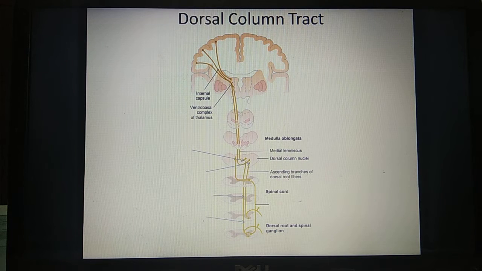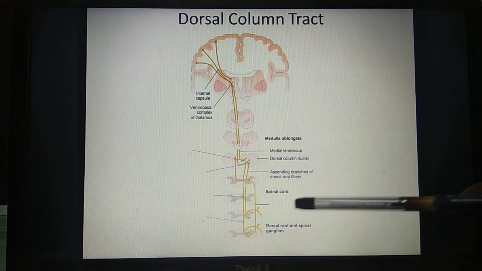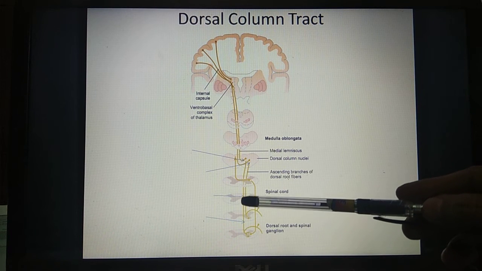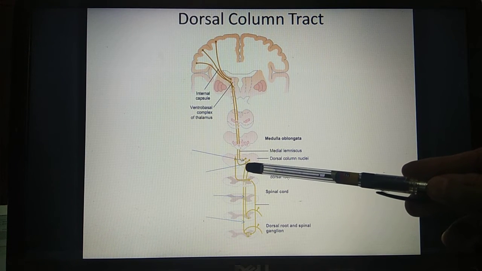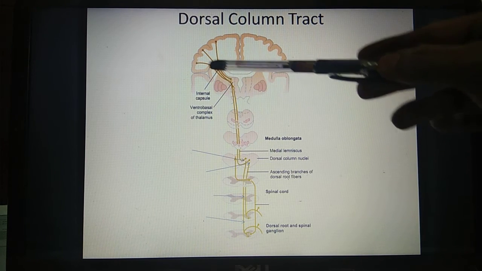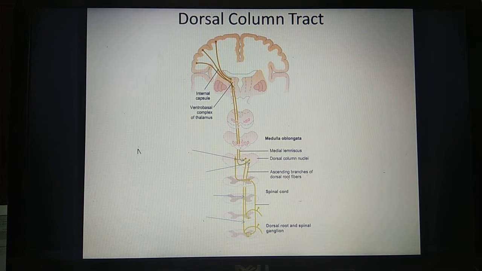Okay, so this is the dorsal column tract of your textbook Guyton. You can see I have shown here fibers arising, going uncrossed and unsynapsed. Now from here they synapse and go to the opposite side up to the thalamus. Nucleus gracilis, nucleus cuneatus, fasciculus gracilis, fasciculus cuneatus.